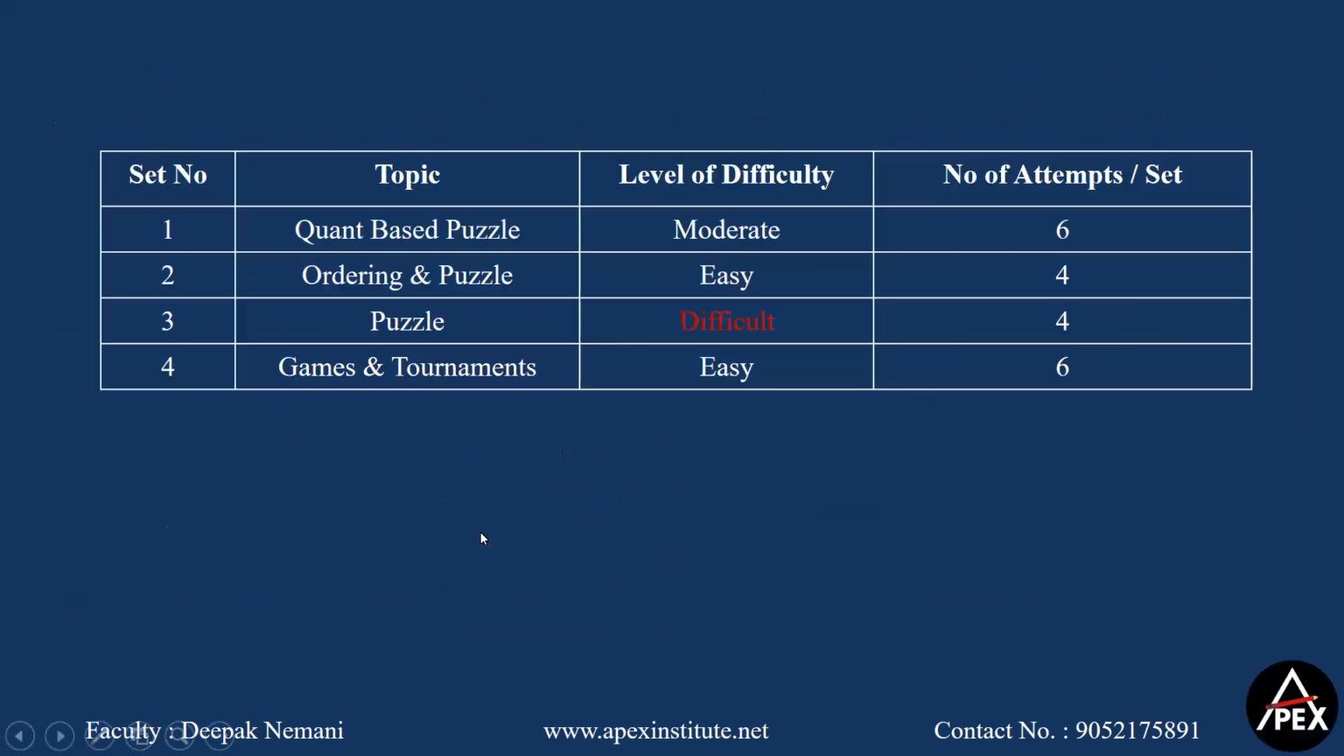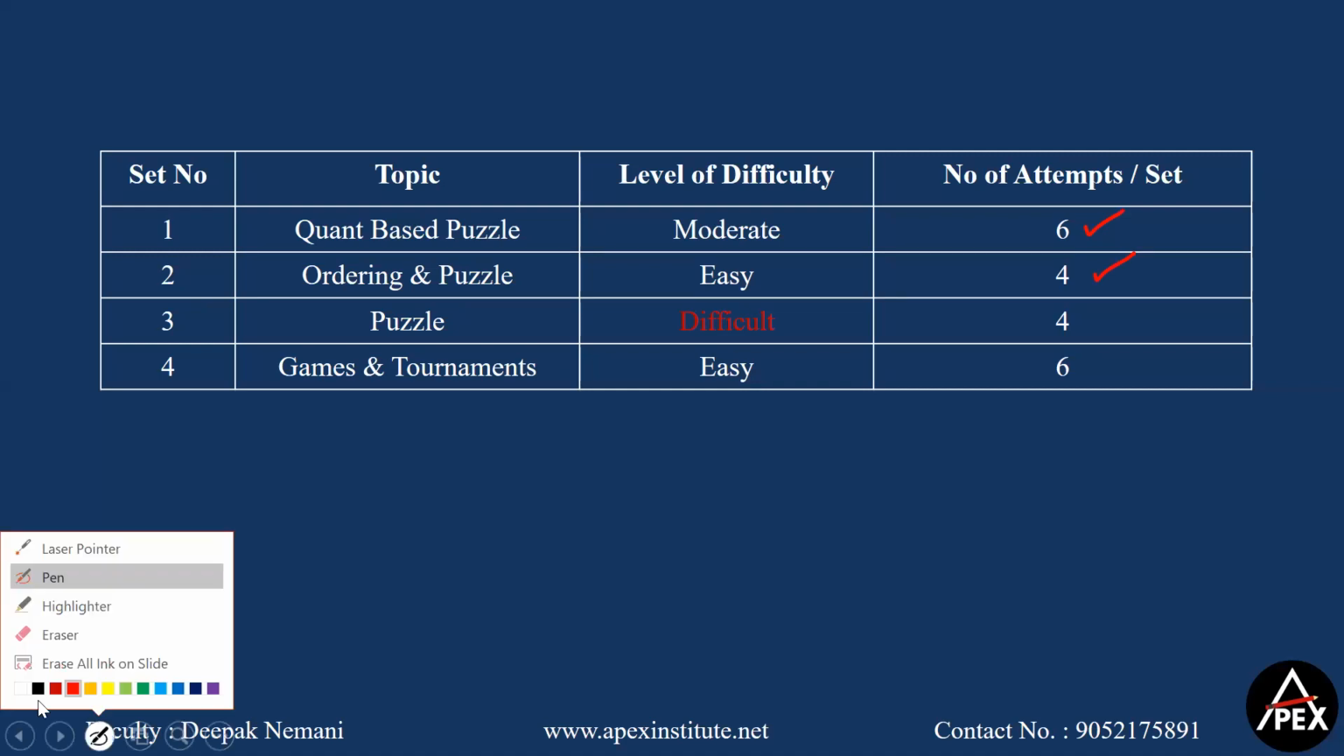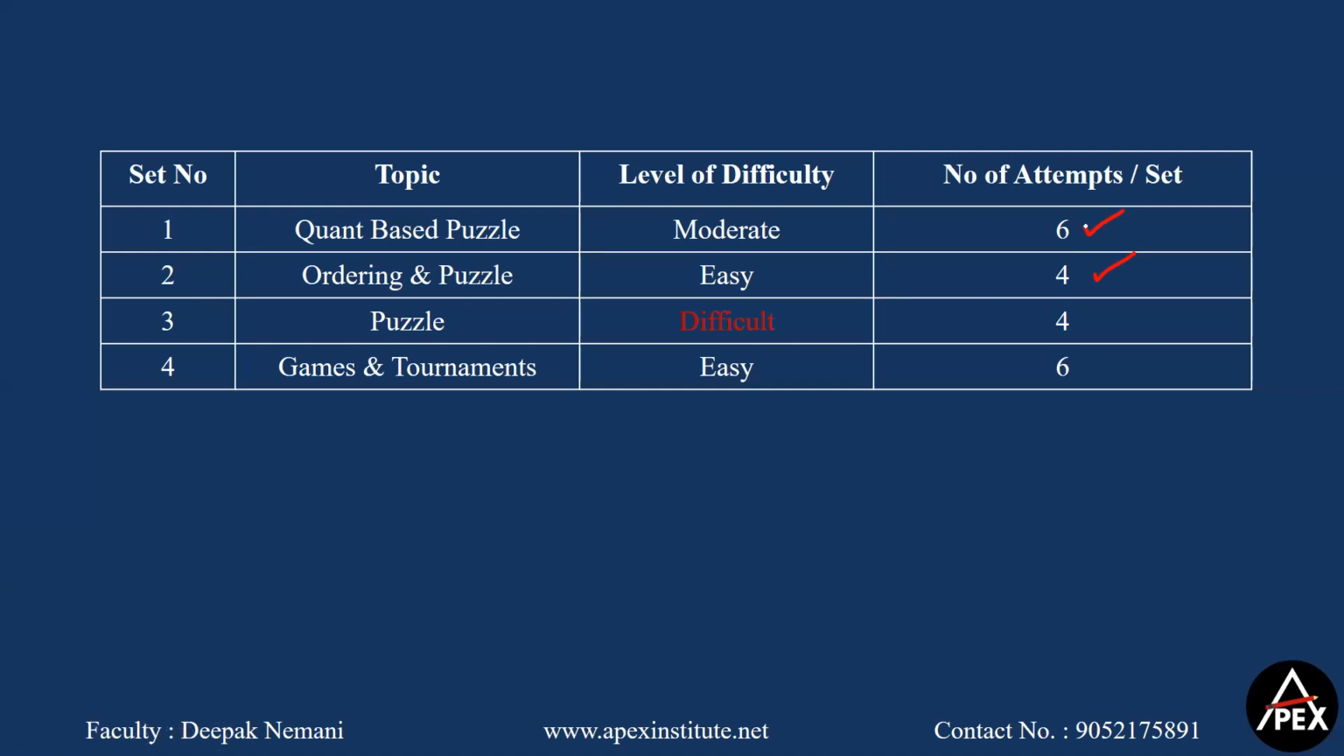Considering the sets, you should be in a position to attempt 10 questions out of the given 20. You can attempt the first two sets for sure because they're sets based on quant-based puzzle and ordering and numerical puzzle. Very easy one. So 10 questions and 30 marks. I consider that to be a good attempt or a decent attempt.